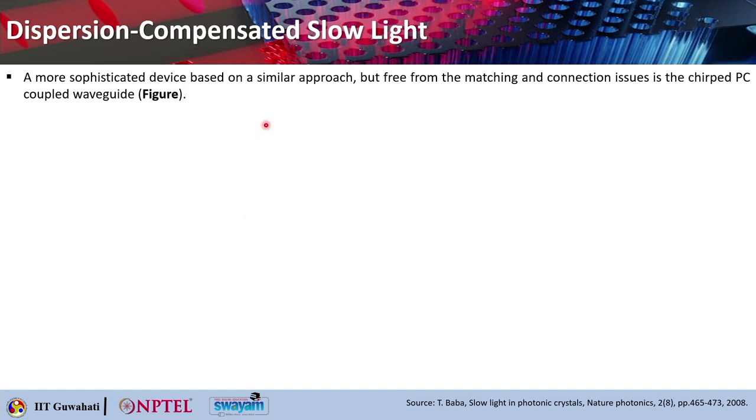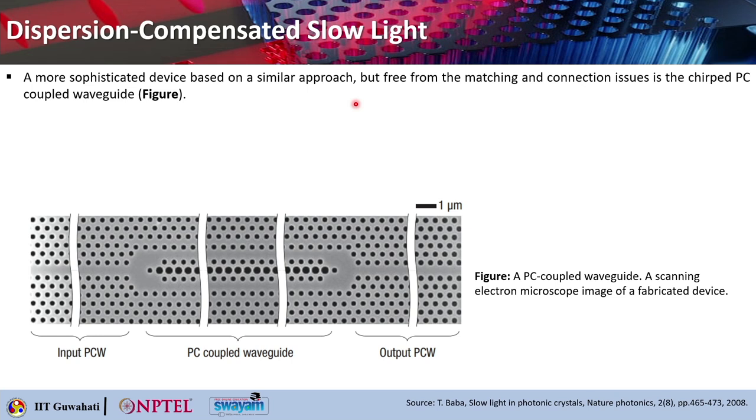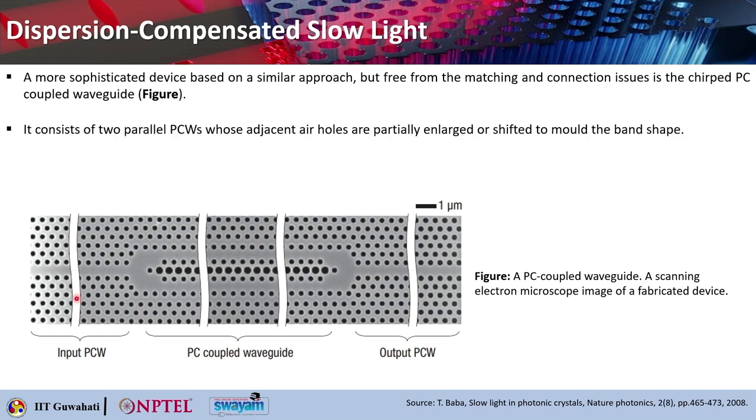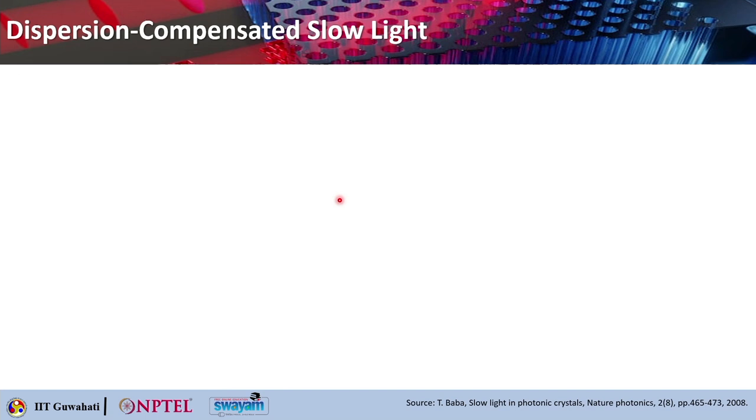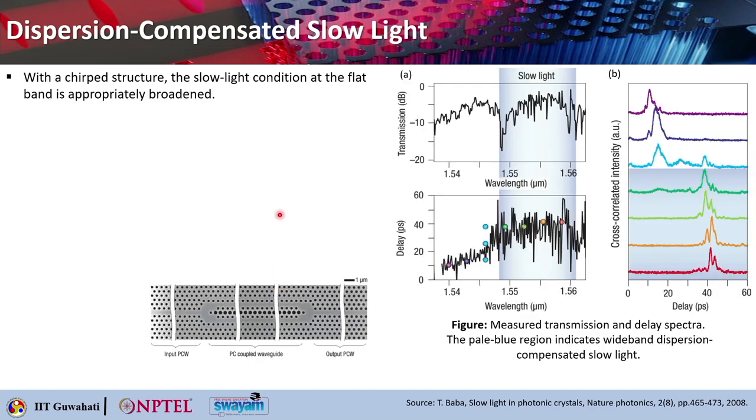A more sophisticated device based on a similar approach, but free from matching and connection issues in the chirped photonic crystal coupled waveguide, is shown here. It basically consists of two parallel PCWs, an input PCW and an output PCW, whose adjacent air holes are partially enlarged and shifted to mold the band shape. So it maintains even and odd symmetric modes. The even symmetric mode shows a flat band with an inflection point that is sandwiched by the opposite GVD characteristics. With the chirped structure, the slow light condition at the flat band is approximately broadened.